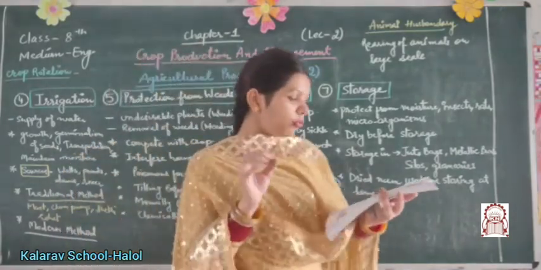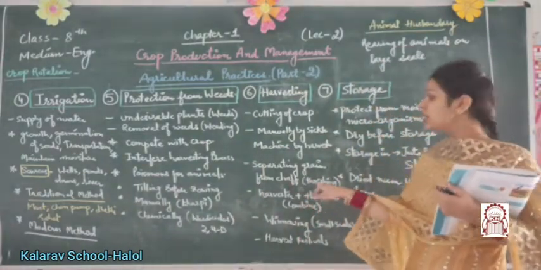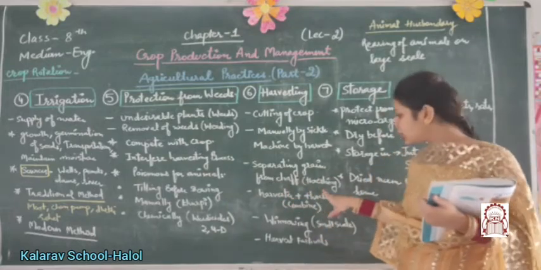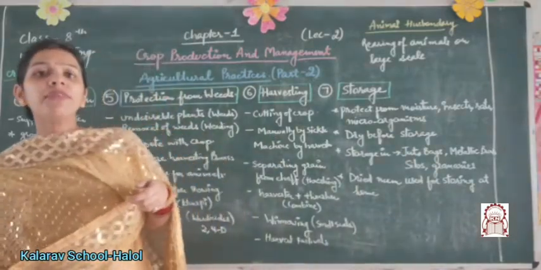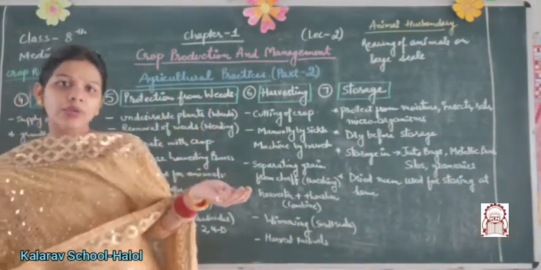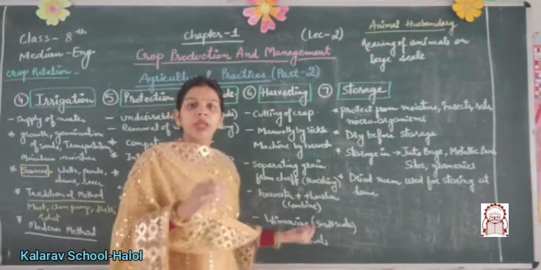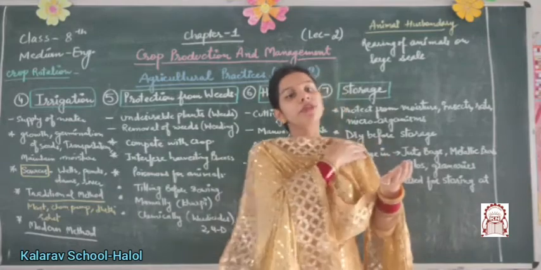So there is one more word, that is threshing. Threshing is separating grains from chaff. So on a small scale we do this separation by hand. On a small scale it is called winnowing.